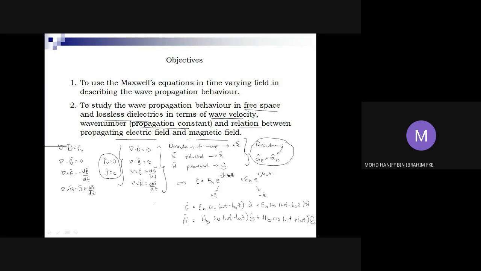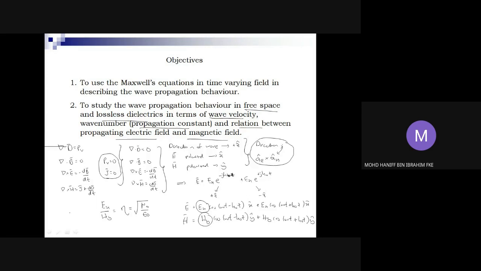From here we can find the relationship between the amplitude of the E field and the H field. The ratio between the amplitudes E x and H y shall be given by the intrinsic impedance, eta, and the formulation for this is equal to the square root of mu naught divided by epsilon naught. This is for the case of free space medium.